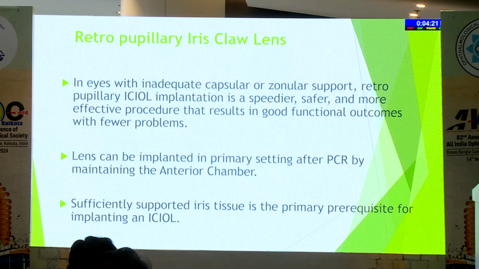One or two things are there: your anterior chamber must be clear of the vitreous. No vitreous strand should be in the pupillary plane. No distortion of the pupil should be there. Make sure that your AC is free of the vitreous, and you have sufficient iris support.